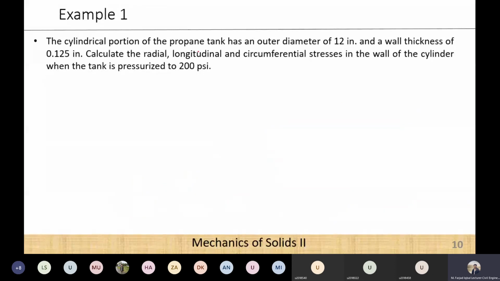There is a cylindrical portion which contains a gas, let's say a propane tank, which has an outer diameter of 12 inches and a wall thickness of 0.125 inch. And we are supposed to calculate the radial, longitudinal and circumferential stresses in the walls of the cylinder when the tank is pressurized to 200 psi.